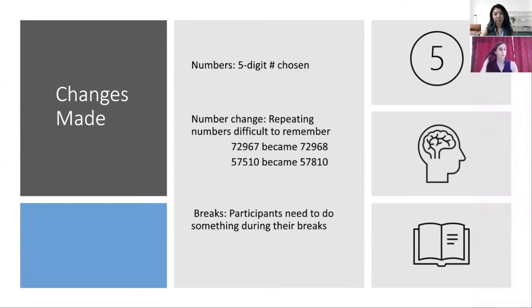The numbers chosen, as Olivia already said, were 5-digit numbers. There was a slight number change. It was reported by our participants that repeating numbers were difficult to remember. So 72967 became 72968, and 57510 became 57810 to eliminate those repeating numbers.